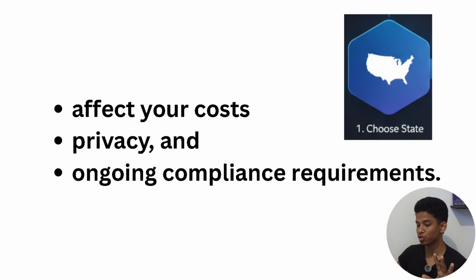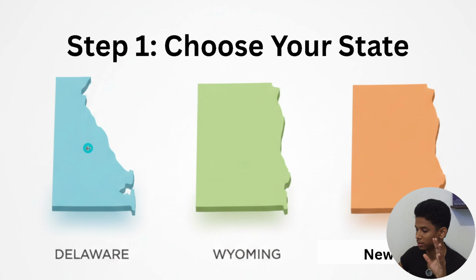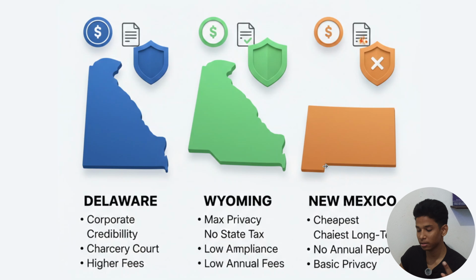So, step 1, choose your state. Not all states are created equal when it comes to LLCs. Your choice will affect your cost, privacy, and ongoing compliance requirements. The three most popular states for non-residents are Delaware, Wyoming, and New Mexico. If you want maximum privacy, go for Wyoming or New Mexico. If you're planning to raise funding or need corporate credibility, Delaware is the best. For most international entrepreneurs starting out, this will be the best.